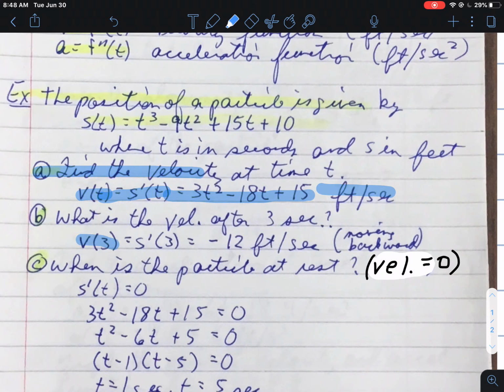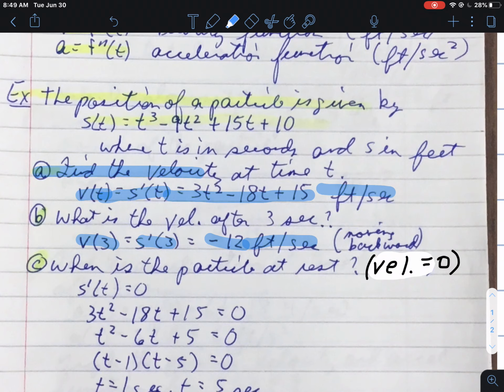There I'm just plugging 3 into the velocity function that we just found, or s prime of 3. Again, I don't care which way you label it. I like using v of t because it's velocity, but we use the derivative as well just to remind us that it's the derivative of our position function. Either notation is fine. If you plug 3 into that velocity function, you get a value of negative 12, with units of feet per second. So the velocity of this particle is negative 12 feet per second.